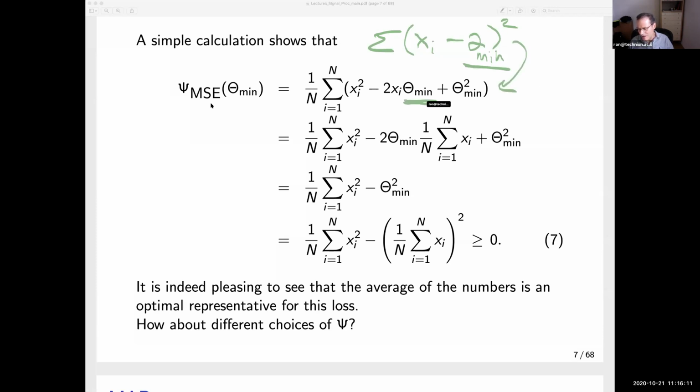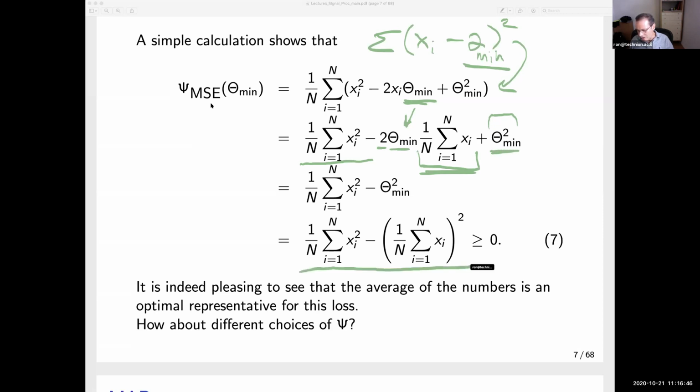Since theta minimum is a constant, I can take it out of the summation. So what I would have here is theta minimum, and here I would have the average again, and here I have theta minimum squared. We know that the minimum is the average. What I would get is the first term, which is the sum over the squared values, minus 2 plus 1, so minus the square of the minimum, and this is writing it explicitly.